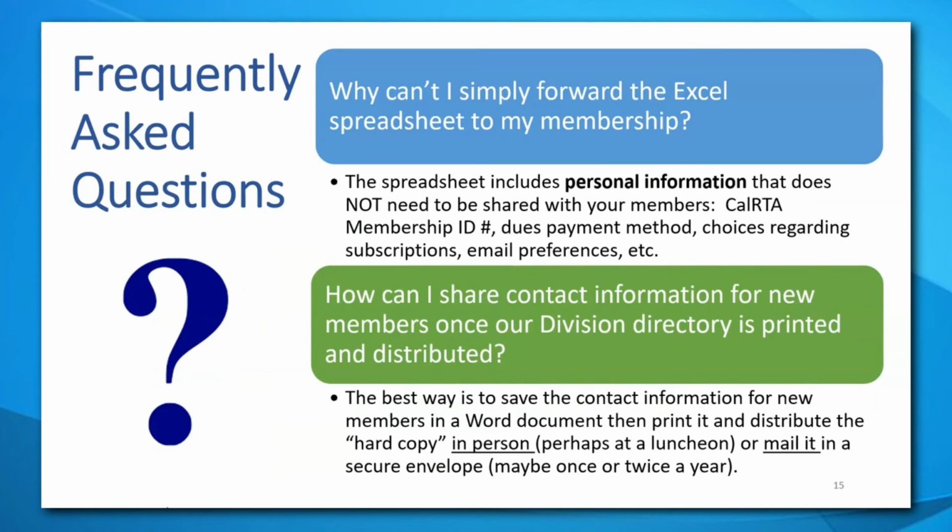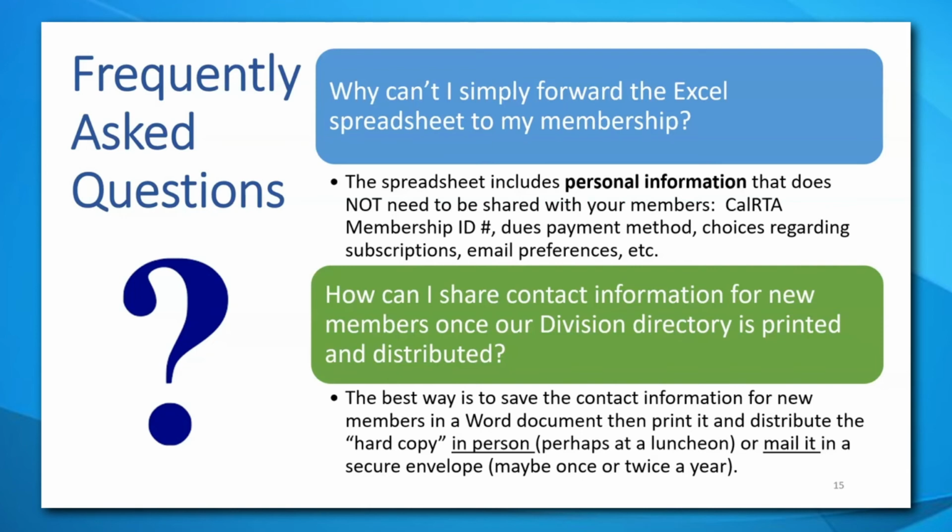Here are a couple of the most frequently asked questions about using the Excel file from CalRTA. Number 1, why can't I simply forward the complete Excel spreadsheet to my membership? It would be so easy. Well, as I mentioned earlier numerous times, the spreadsheet includes personal information about division members that does not need to be shared with the entire division membership, such as membership ID numbers, dues payment methods, subscription choices, or email preferences.